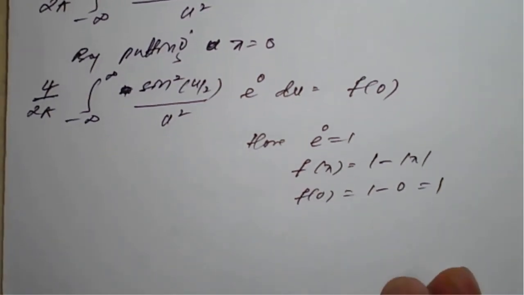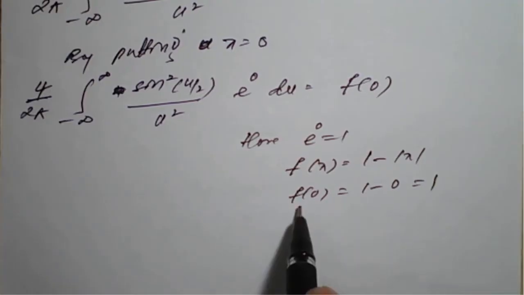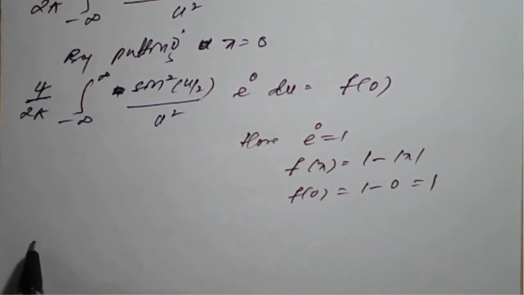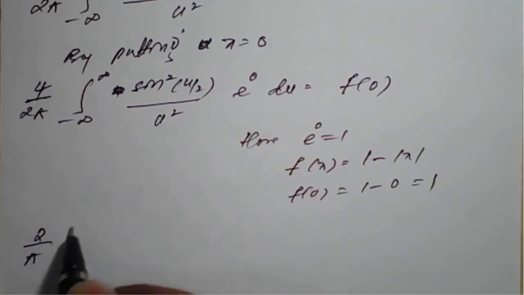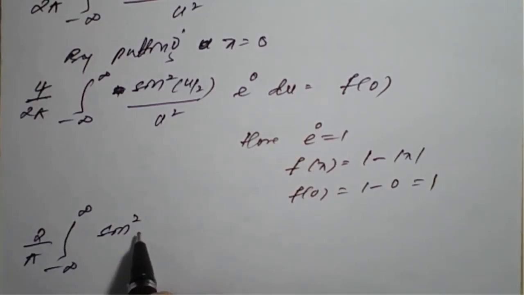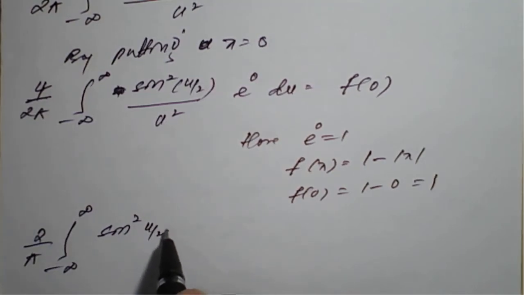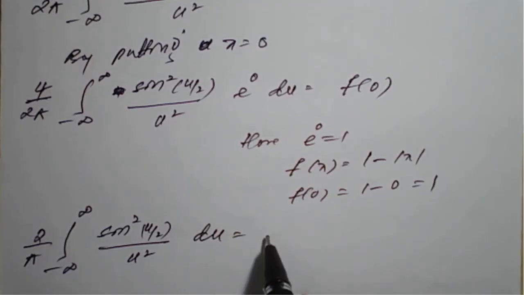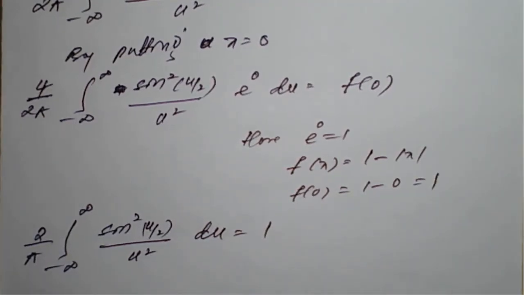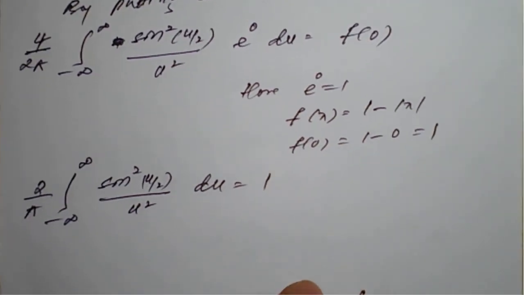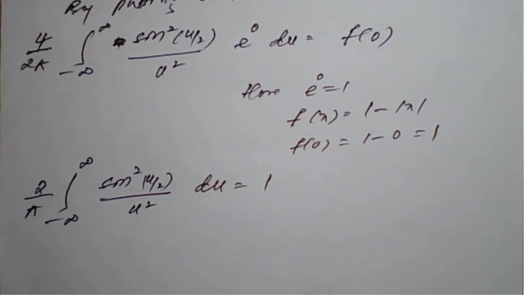So therefore both the values we got, we'll replace them: what is f of x and what is e raised to 0. So 4 upon 2 pi will become 2 upon pi, integration minus infinity to plus infinity sine square u by 2 divided by u square, e raised to 0 is 1, into du is equal to f of 0 is 1. So once we got this, then again we need to go for the final simplification.